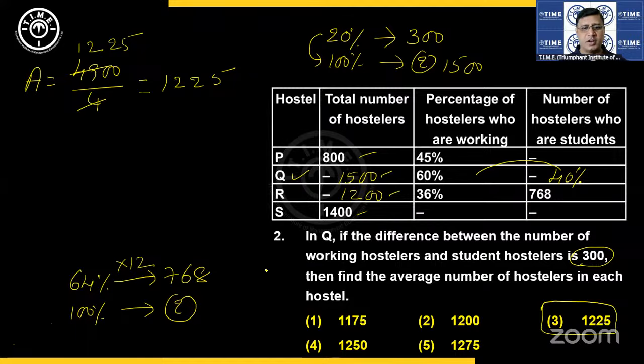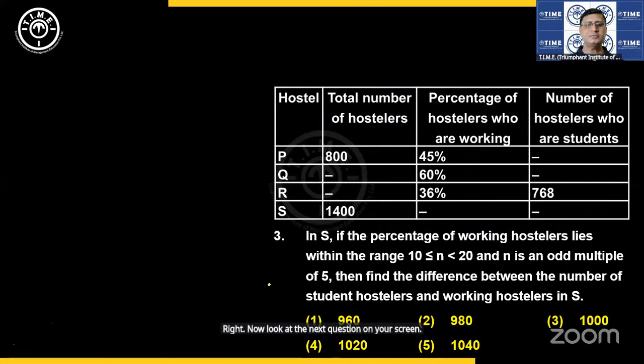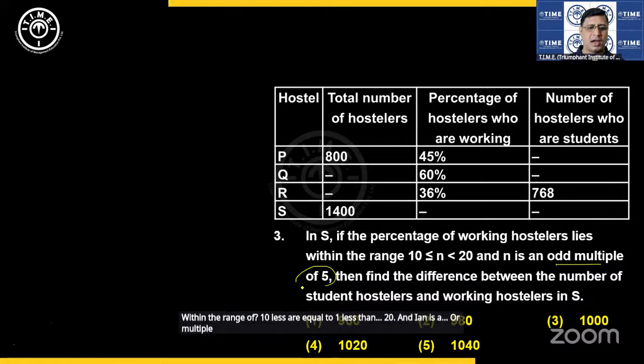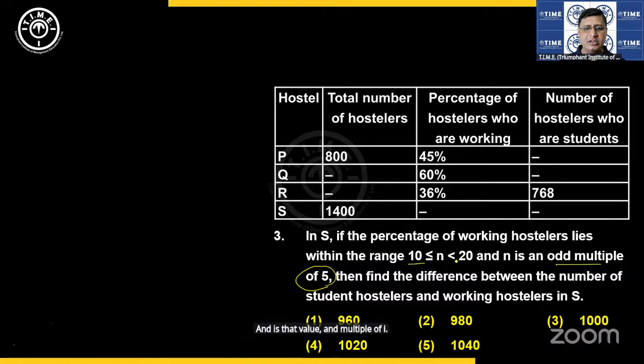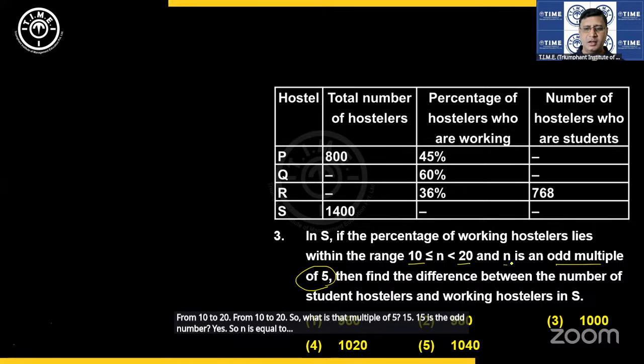Right. Now look at the next question on your screen. If the percentage of the working hostelers lies within the range of 10 less than or equal to n less than 20, and n is an odd multiple of 5. N is an odd value and a multiple of 5, so it lies between these two, from 10 to 20. So what is that multiple of 5? 15. Is 15 an odd number? Yes. So n is equal to 15. The value of n is 15.